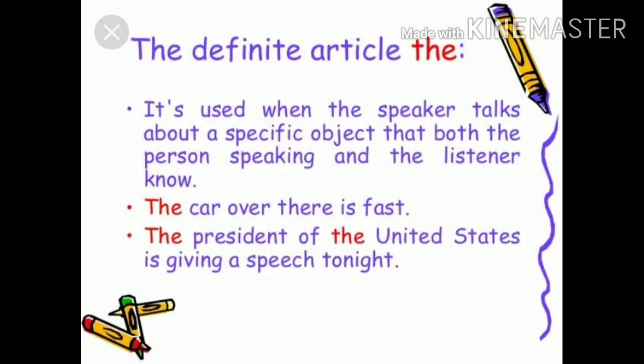Now come to the definite article the. It's used when the speaker talks about a specific object that both the person speaking and the listener know. For example, the car over there is fast. So which car? The car that you know before. The President of the United States is giving a speech tonight. So the President means a specific person.